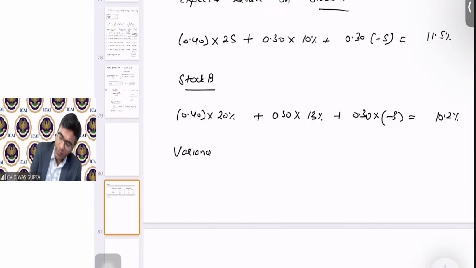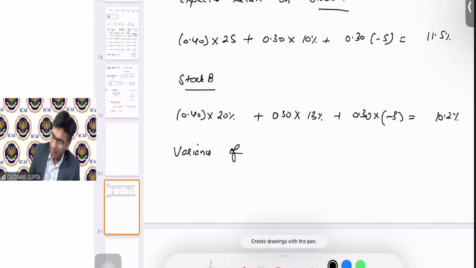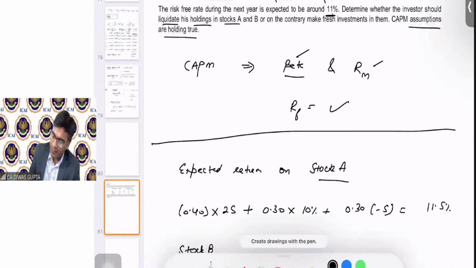Then variance of, sorry, we will have to again calculate the market returns.